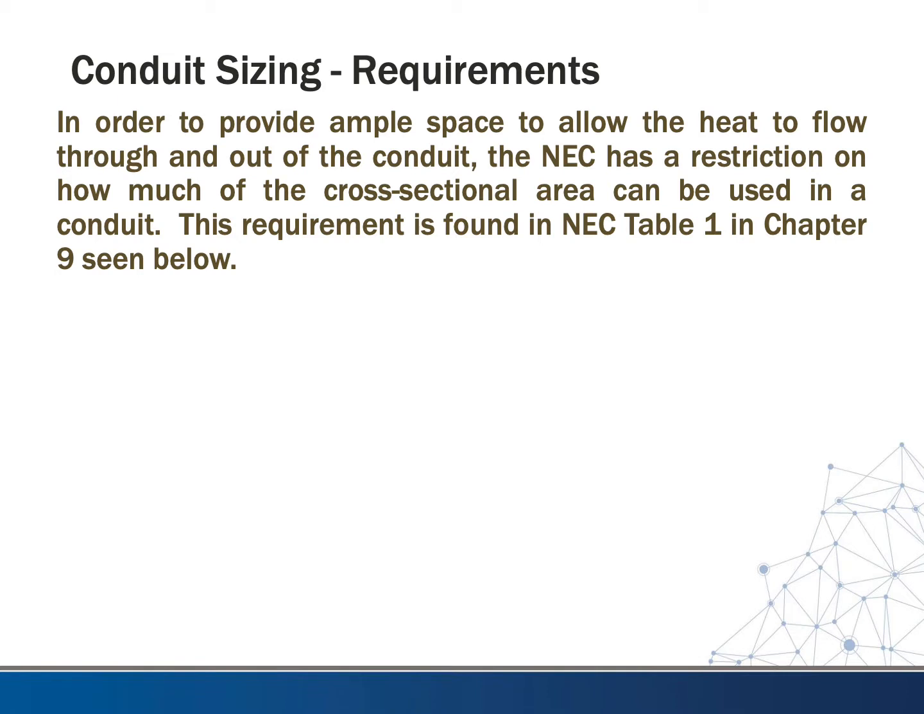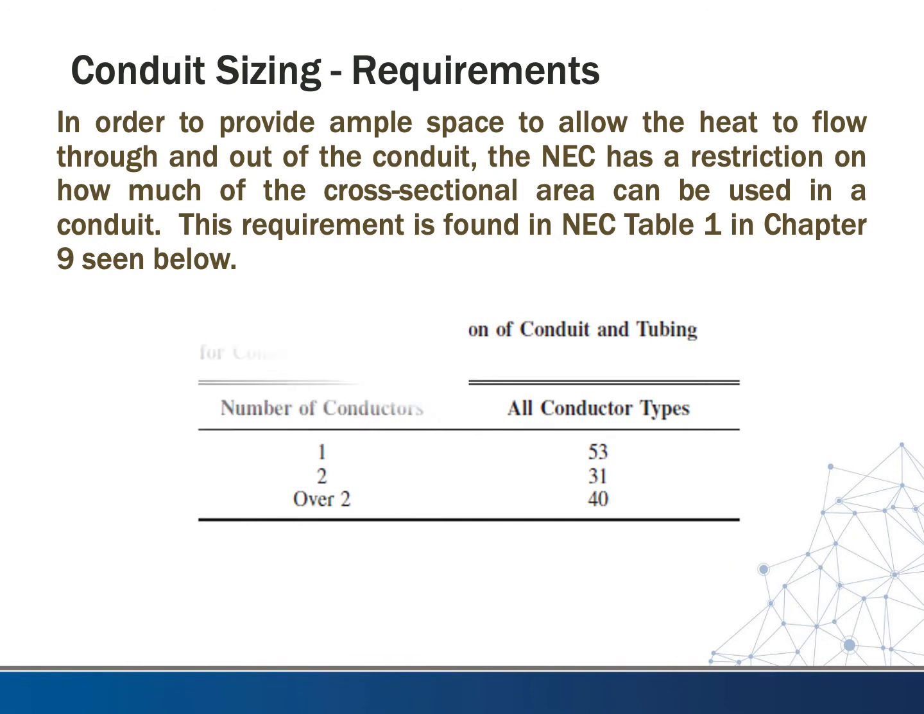In order to provide ample space to allow the heat to flow through and out of the conduit, the National Electrical Code has a restriction on how much of the cross-sectional area can be used in a conduit by the conductors. This requirement is found in NEC Table 1 in Chapter 9, as seen below. So here is that table, and as you can see, if you have one conductor in a conduit, it can take up 53% of the cross-sectional area. If you have two conductors, it can take up 31% of the cross-sectional area. But anything over two conductors, you can only use 40%.